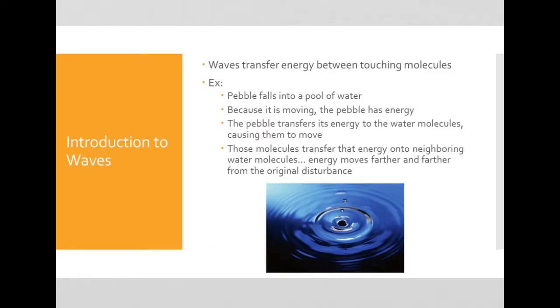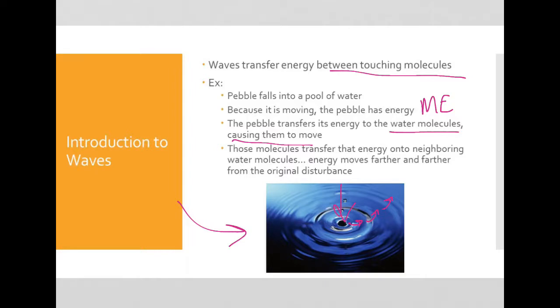Waves transfer energy between molecules that are actually touching each other. So in our example here at the bottom, a pebble might fall into the pool of water, and because it is moving and therefore has kinetic energy, it also has mechanical energy. And if you remember, mechanical energy is the ability to do work on other objects. And so the pebble then transfers some of its energy to the water molecules that it touches, causing them to move. And then those molecules transfer the energy. So here, some of these move, and then others of those move, etc.